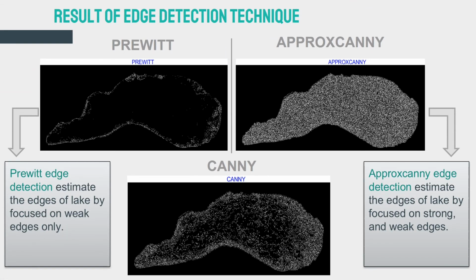This section is about the results of the edge detection method and area estimation of vegetation. The result of the edge detection technique shows 3 types of edge detection, which are Prewitt, Sobel, and Canny. Prewitt edge detection estimates the edge of the lake by focusing on weak edges only in the image. However, Sobel edge detection estimates the edge of the lake by focusing on strong and weak edges only.